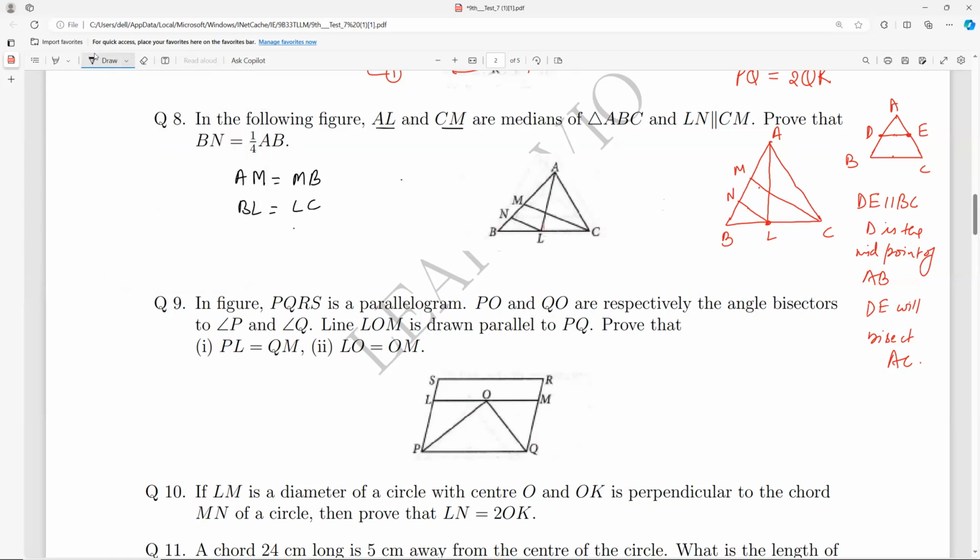Now we have to use the midpoint theorem in this one. We have to prove that BN, this portion, is 1/4 of AB. So you can simply do this. AM, you know that in this triangle, which triangle are you going to take? Midpoint theorem, if you are using this one. You need to prove that this is 1/4 of AB now. This side, in which triangle are you going to take?